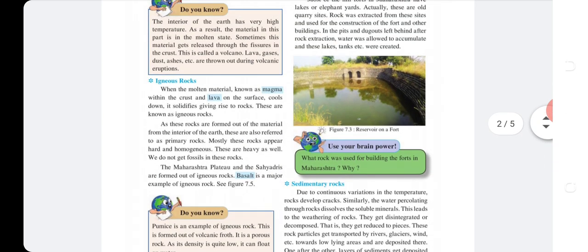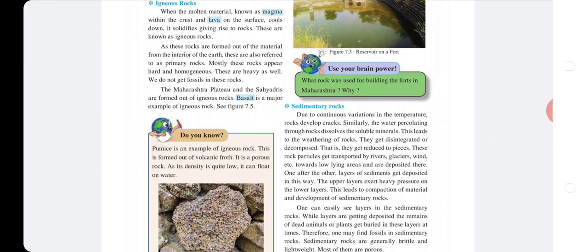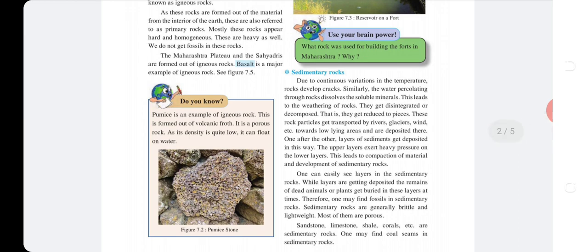Do you know? Pumice is an example of igneous rock. This is formed out of volcanic froth. It is a porous rock. As its density is quite low, it can float on water.